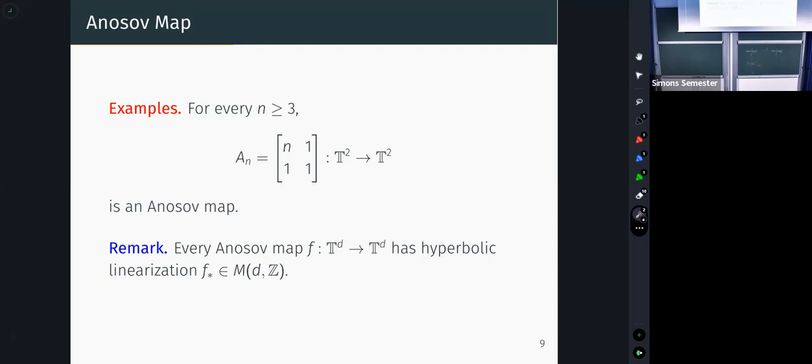Also, you have a hyperbolic linear action on the first homology group. Actually here the matrix is not in GL(d, Z) anymore, it's just a matrix, and it's not invertible over Z. Also all its eigenvalues have absolute value not equal to 1. Some of them are smaller than 1, some are larger.